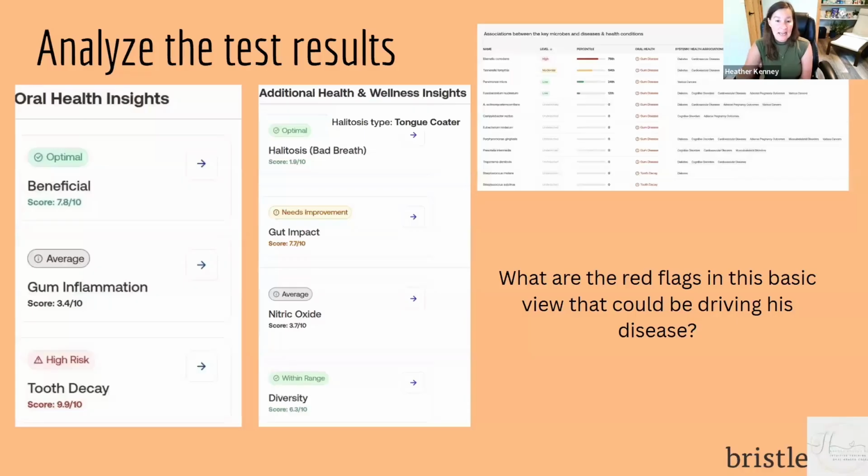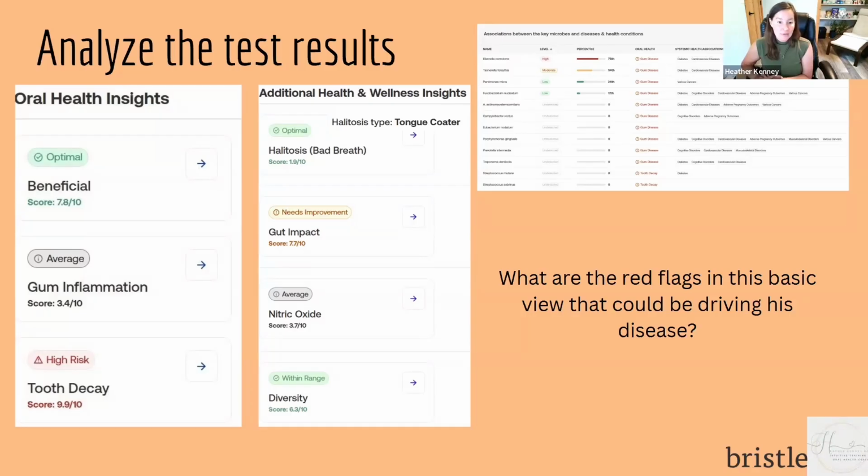So let's dive in and analyze his test results. So we have good beneficials. That's awesome. He's got a good base of beneficials. He actually said when he went back to his perio, he didn't have as much perio loss as he was fearful of. So it could be because we do have a good base of beneficial bacteria.